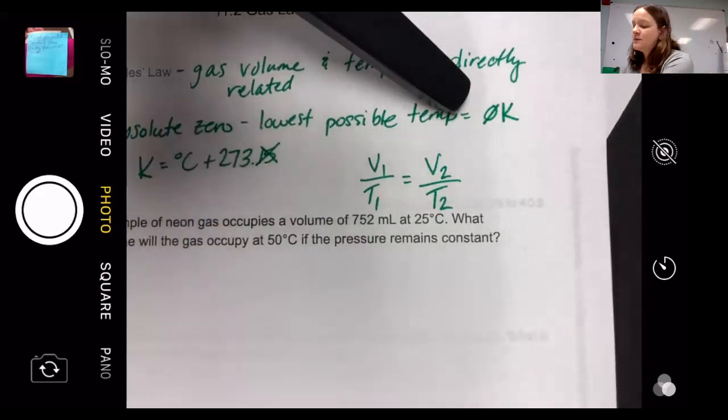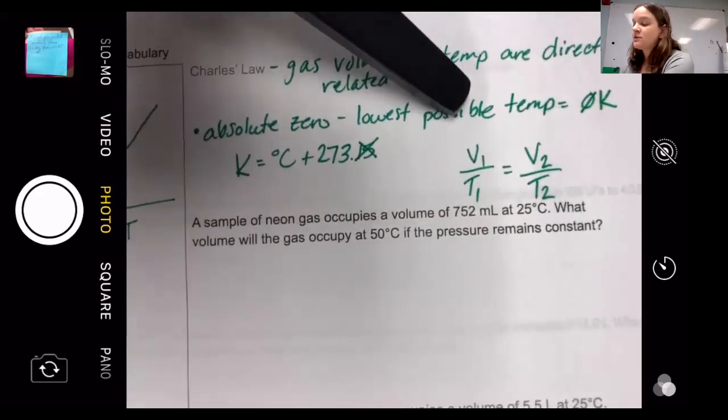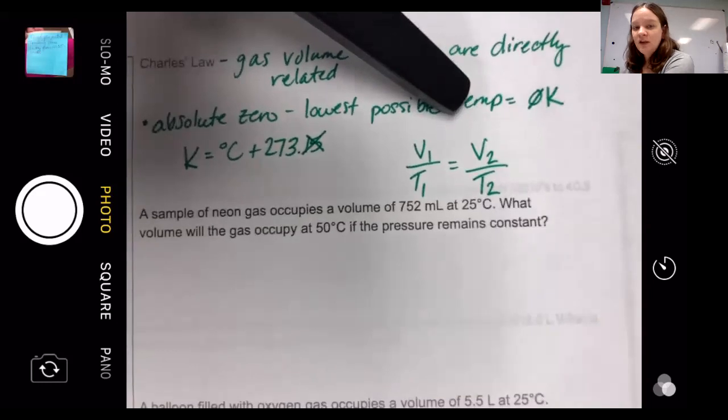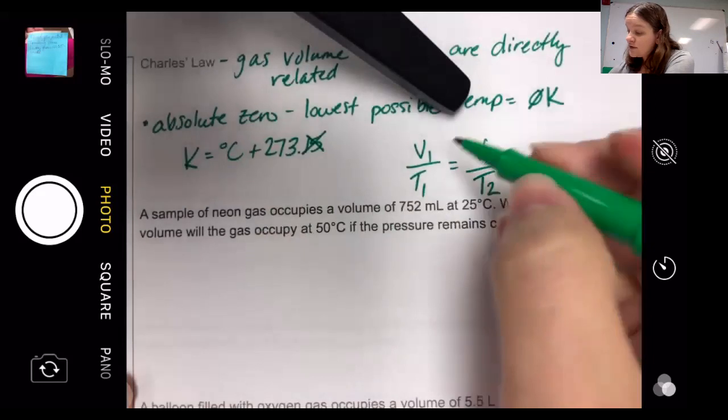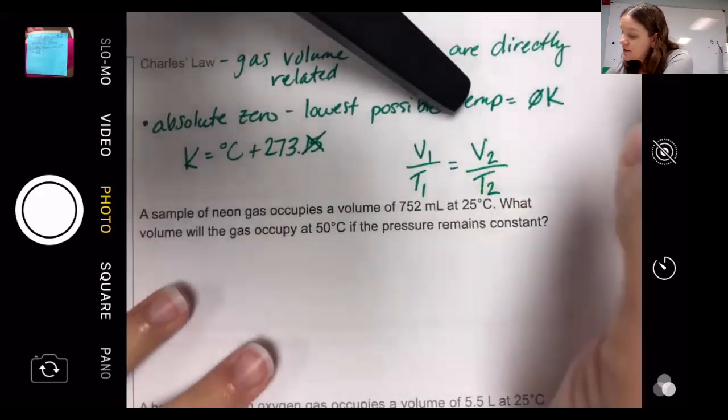So we only have 2 practice problems for this that we're going to do together. I'll work one and then you can pause, try the second one on your own, because you should be able to do this math because you better have a calculator. All right, so let's get started. I'm going to switch colors.